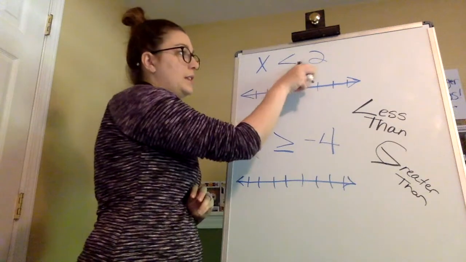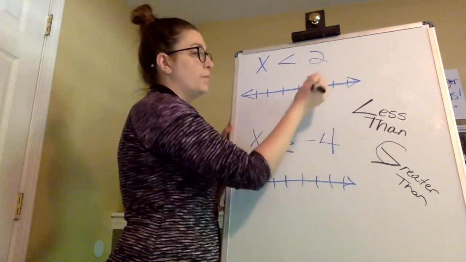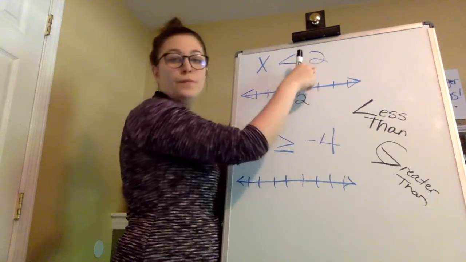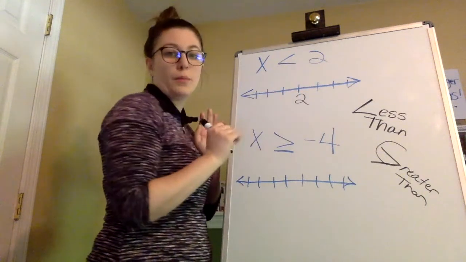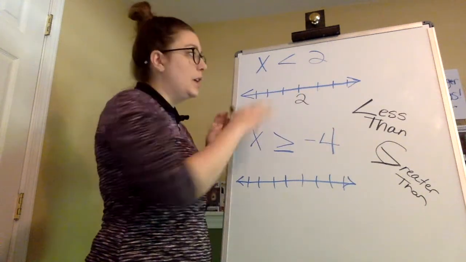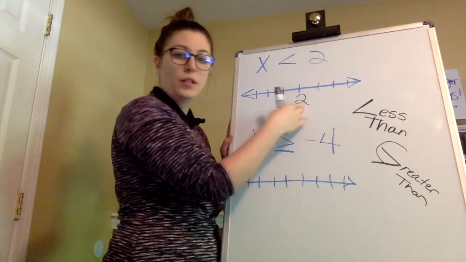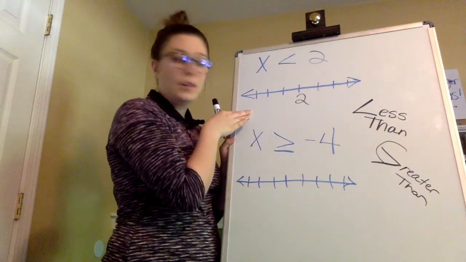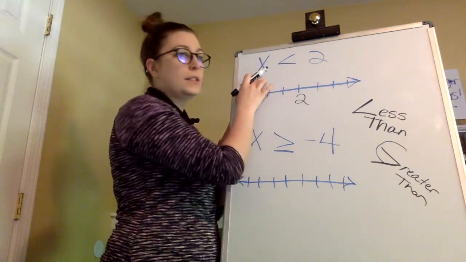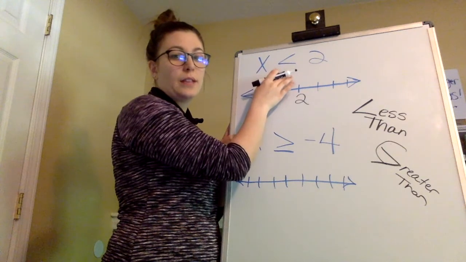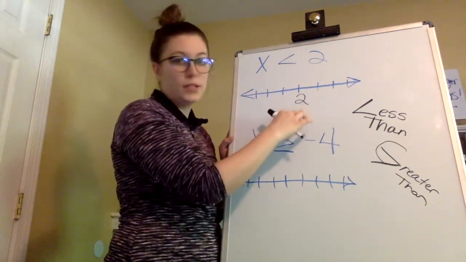So x is less than 2. That means that when we are graphing it on here, I always put my number in the middle just as a starting point, and then I fill in the rest of the numbers later. So if x is less than 2, that means that 2 is here. Any number less than that going this way is what x could be equal to. So it doesn't say x is less than or equal to 2, just less than 2. So that means it cannot be 2.